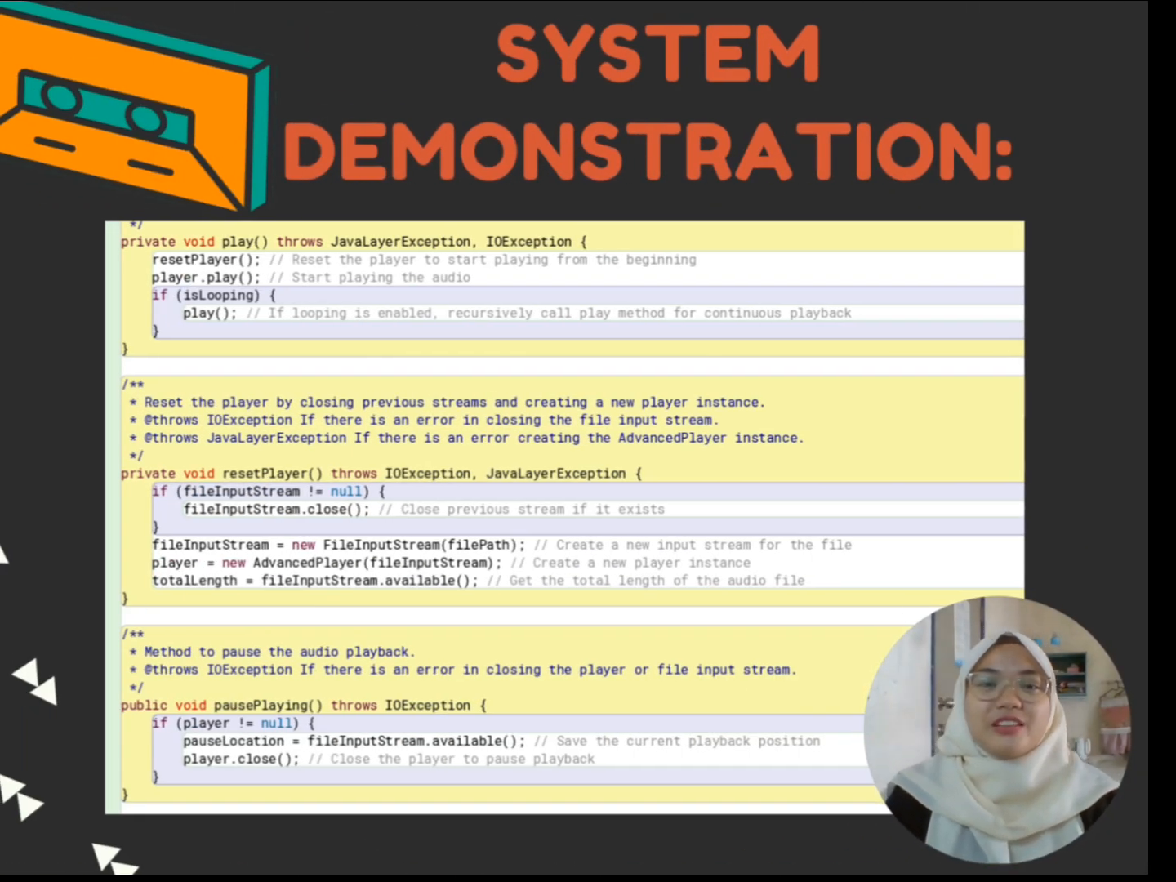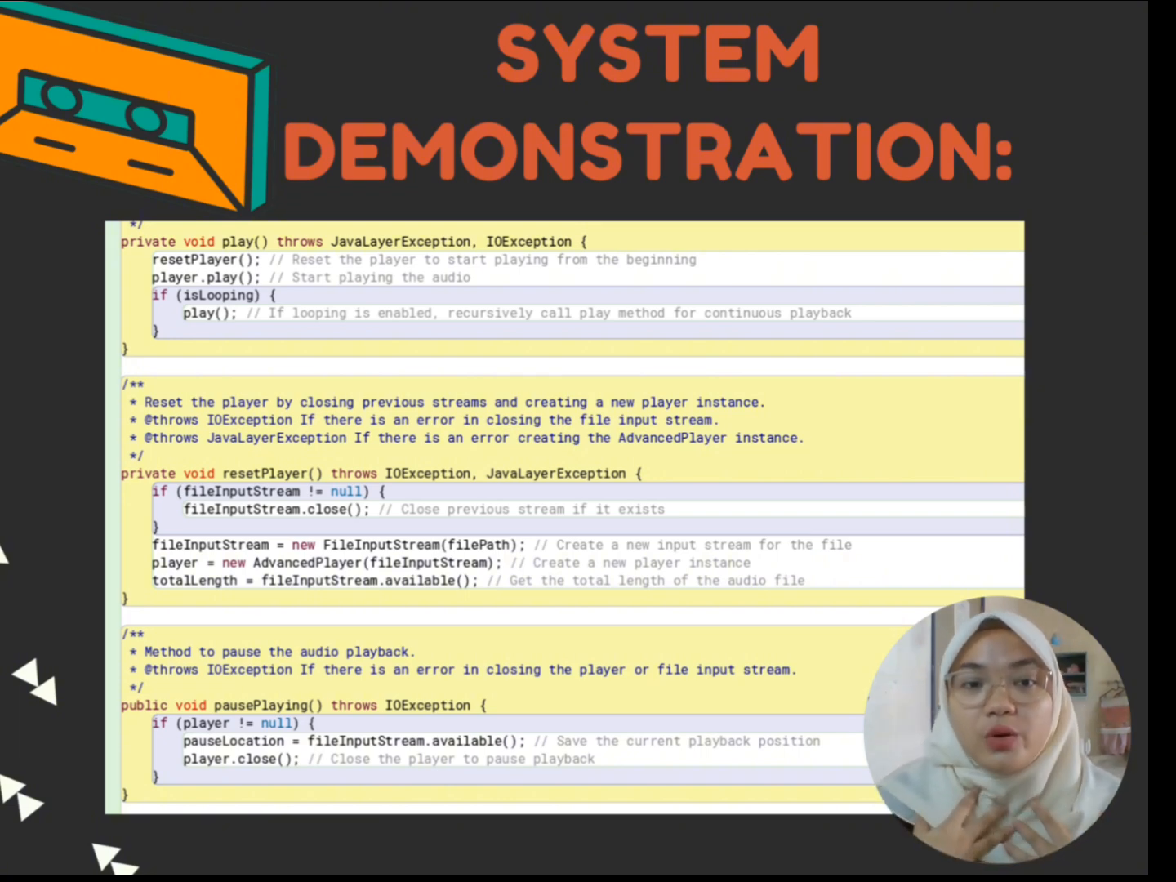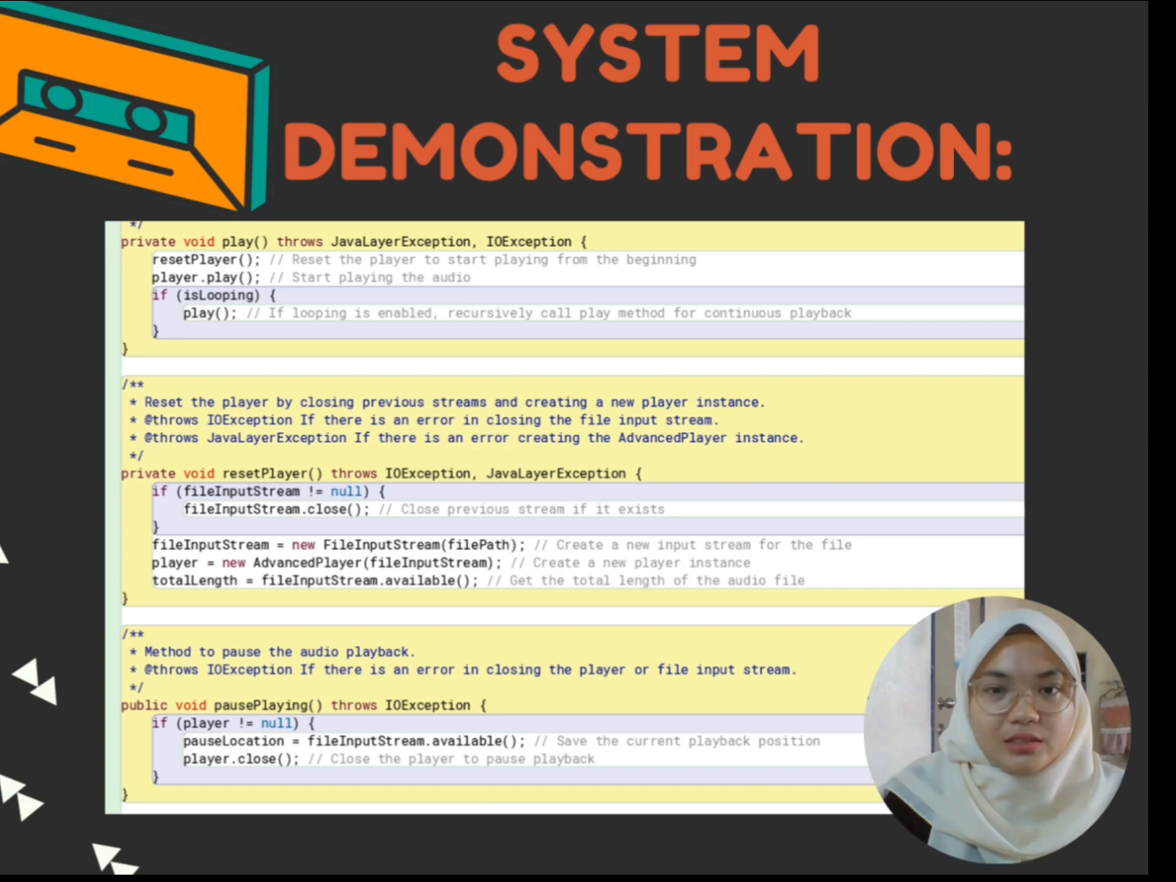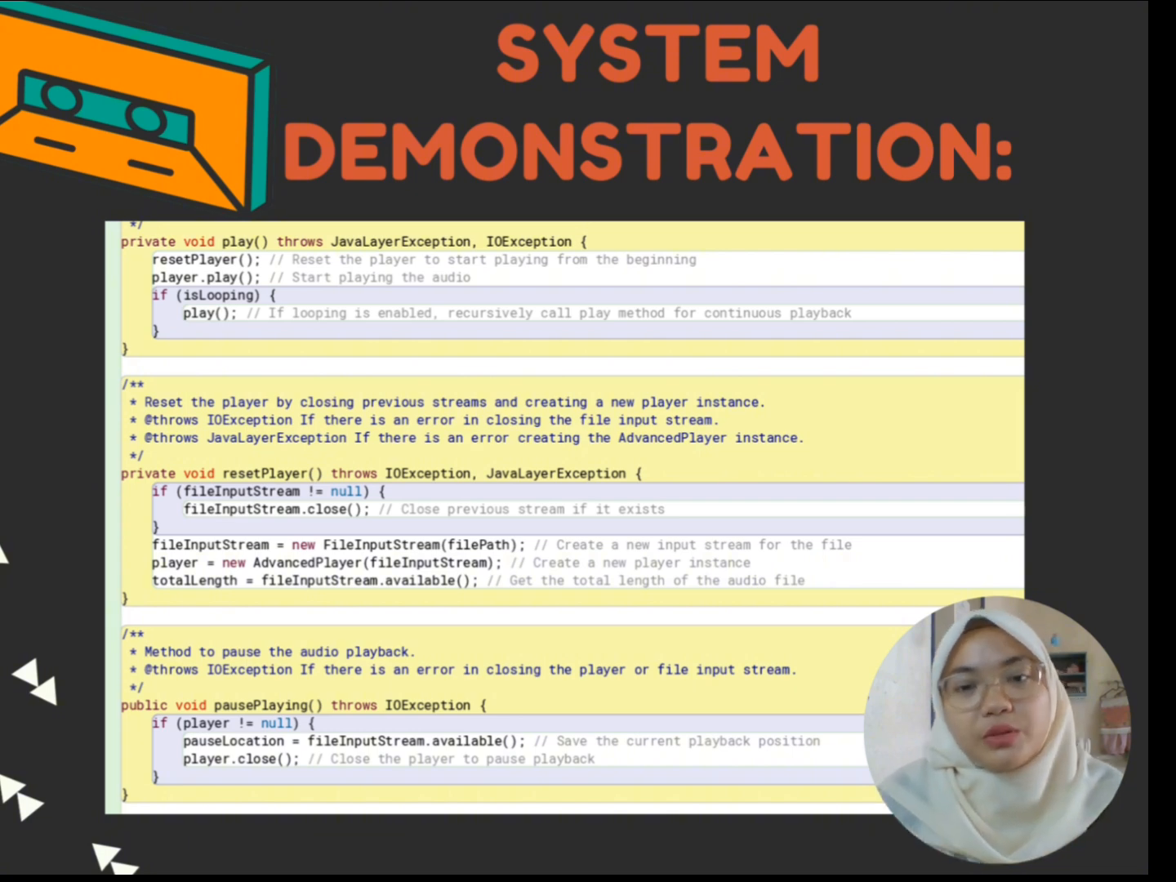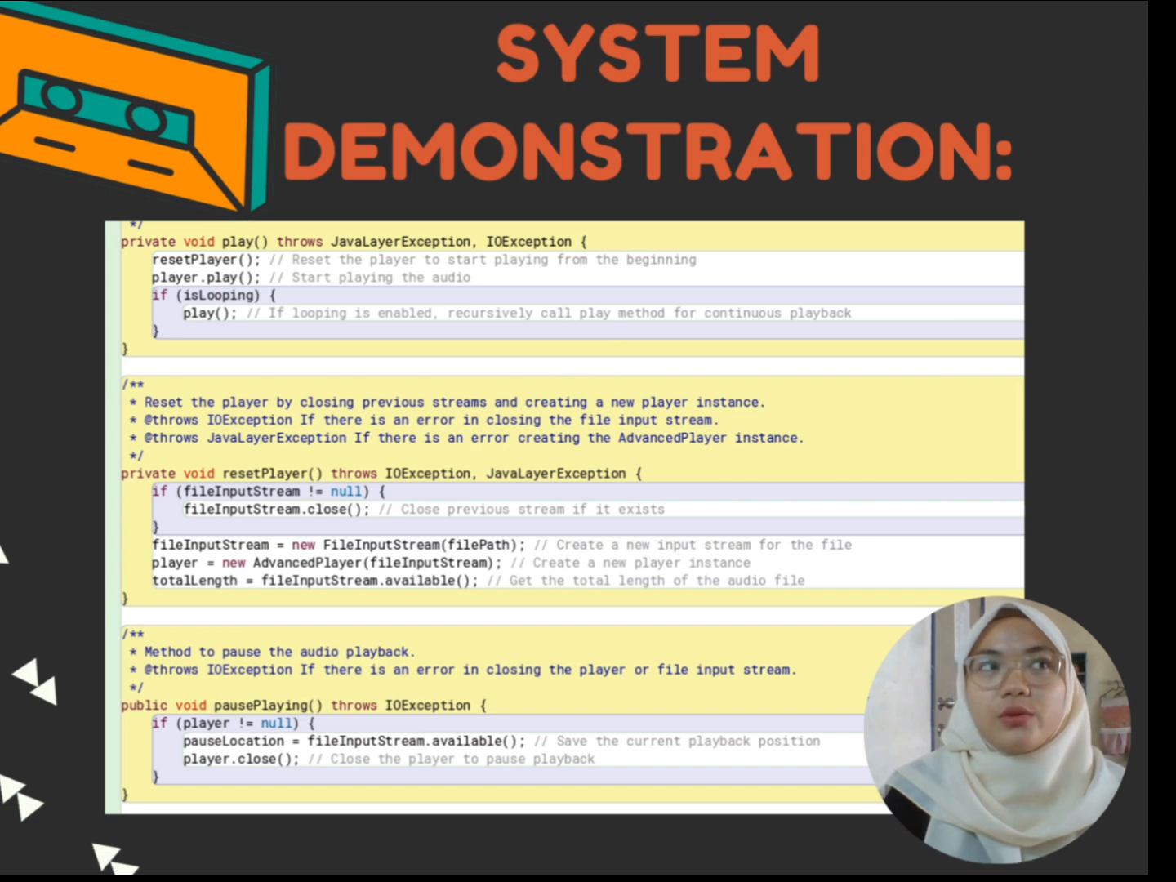Good day everyone, I will be explaining the audio playback functionality that has been integrated into our GUI-based MP3 music player application, and I will be walking through the methods and classes that enable playing, pausing, resuming, stopping, choosing a file, and also toggling the looping of the MP3 file. Let's start with the player thread class.